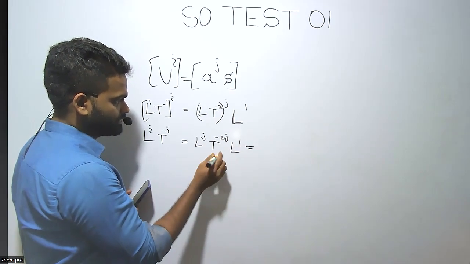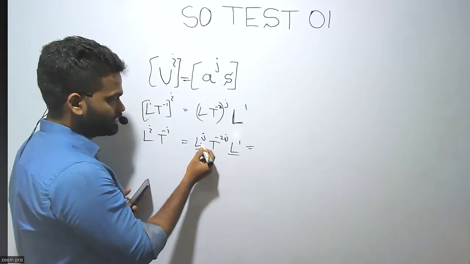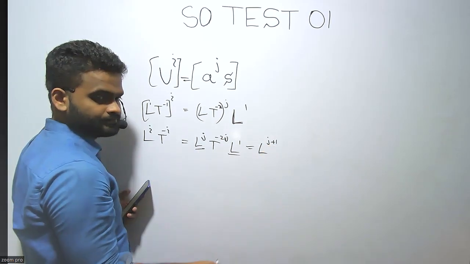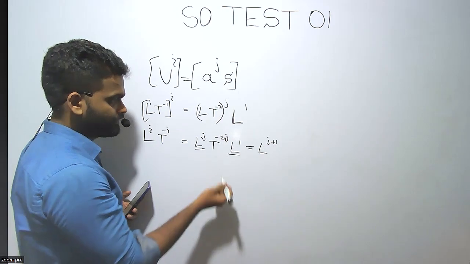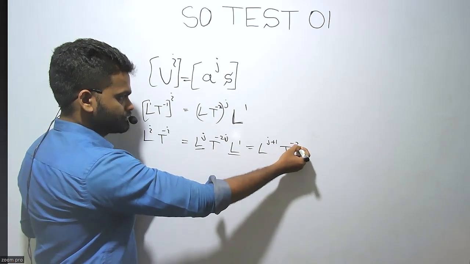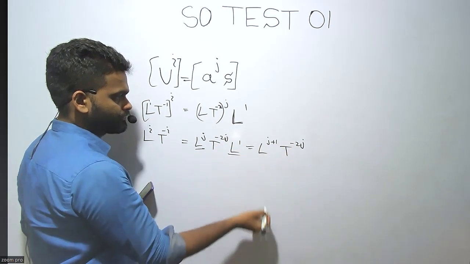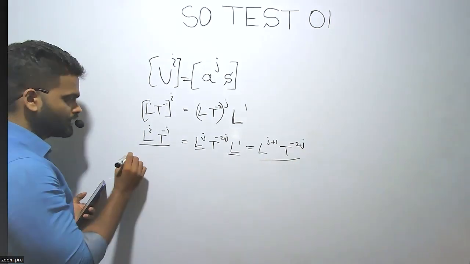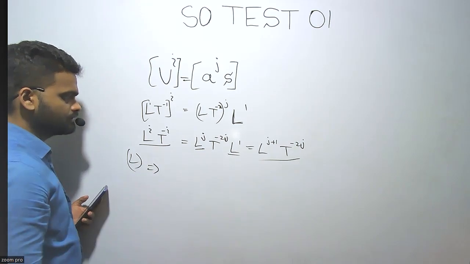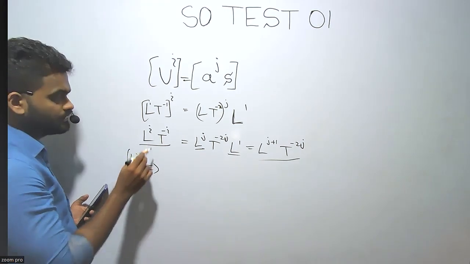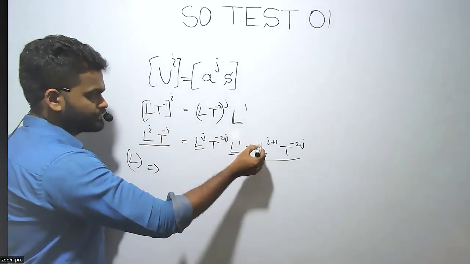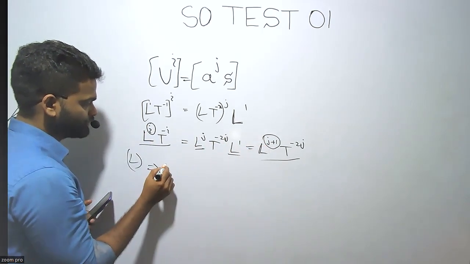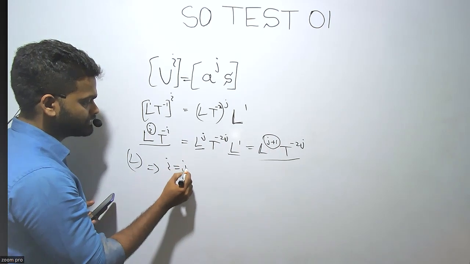I'll further simplify this. So it becomes L to the j plus 1, T minus 2j. Okay, then compare both these two. Just think about L. If you think about L, this L, what do you see? This power is equal to this power. So you can write this equation, i equals j plus 1.